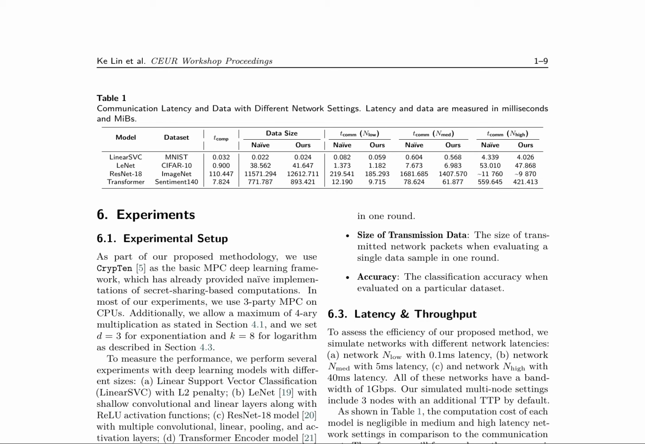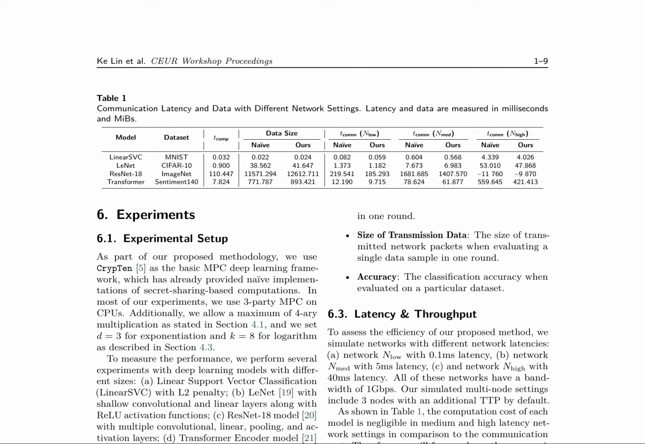Lin et al. have developed a novel approach to enhance the efficiency of multi-party computation, MPC, in deep learning models. By optimizing data transmission and computation time costs, they aim to improve MPC performance by reducing communication costs between parties involved in the computation, using the CrypTen framework as their basic MPC deep learning framework, which provides naive implementations of secret sharing-based computations.